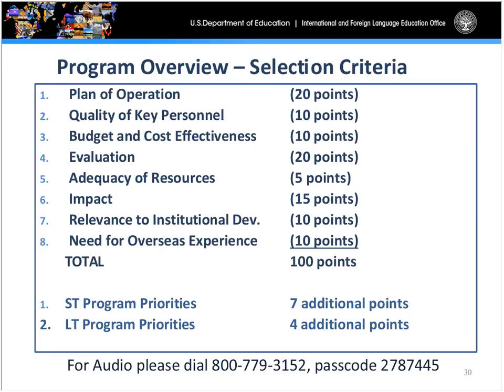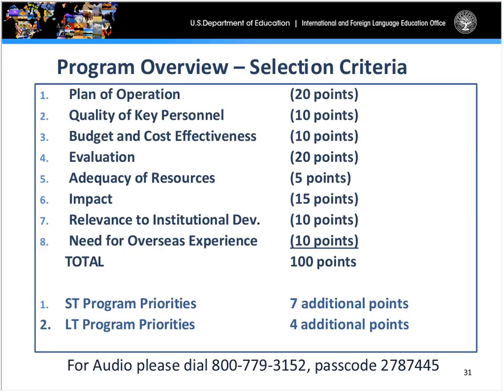I'm going to turn this portion of the selection criteria over to my colleague, Tanya Richardson, who will discuss this portion further. Tanya, are you available? Reha, can you hear me? Yes, I can hear you. Okay, thank you so much.